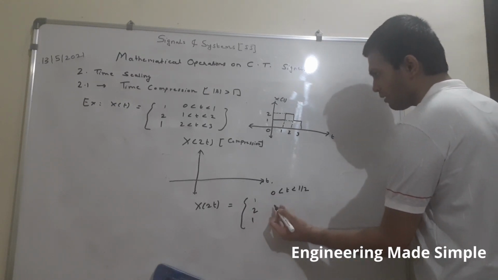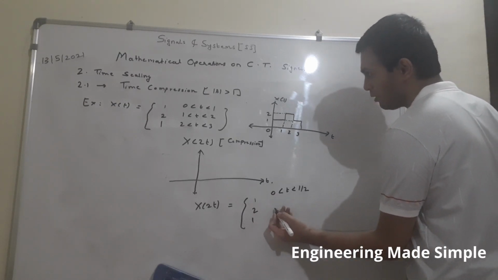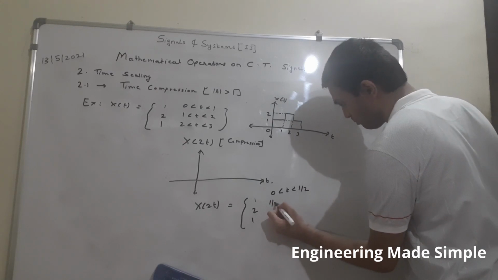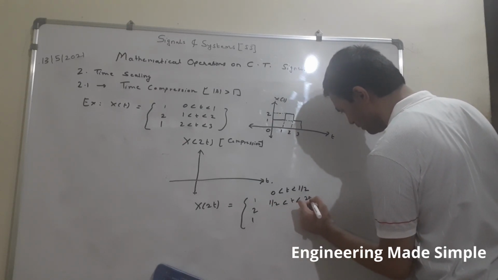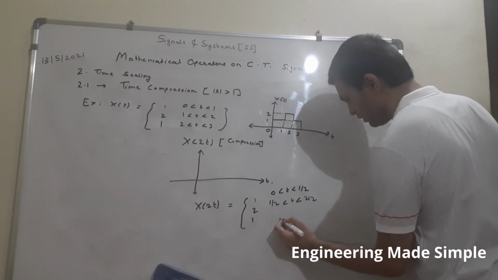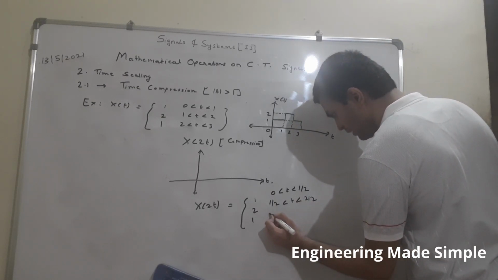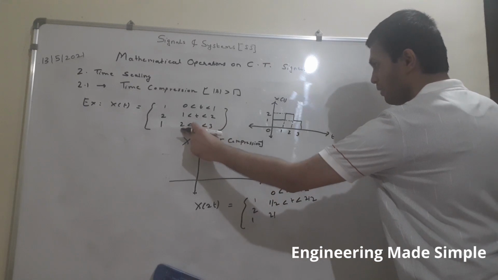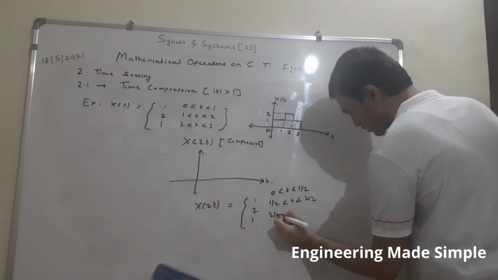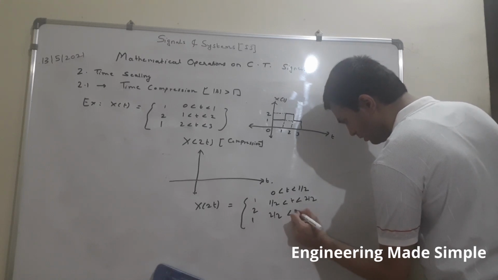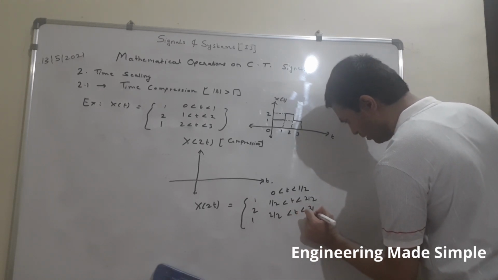Now what was another time interval here? It was 1 to 2, so it would be changed to 1 by 2 to 2 by 2, which is essentially 1. And in the next case, the value is 1 between the time intervals 2 to 3, so it would be changed to 2 divided by 2 to 3 by 2.